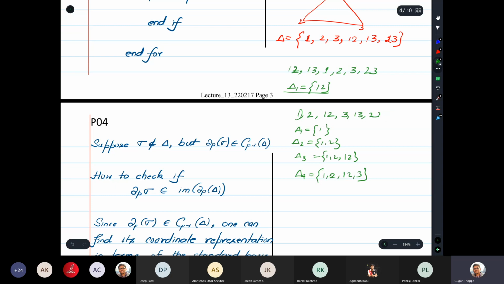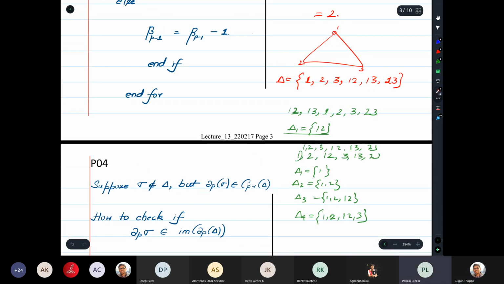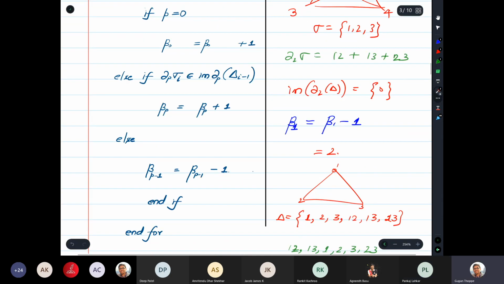But you could have also ordered these faces as 1, 2, 3, 1, 2, 1, 3, 2, 3. So you can see that there is no unique ordering. Does that help? Yes, a lot. Thank you. Okay. All right.